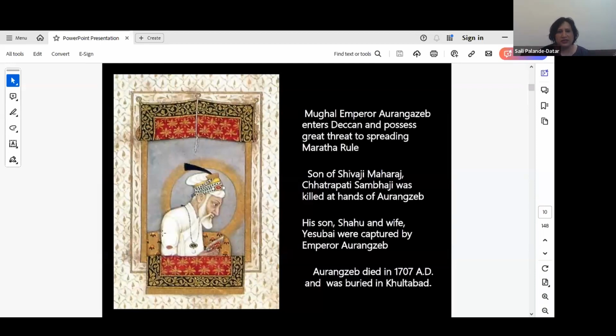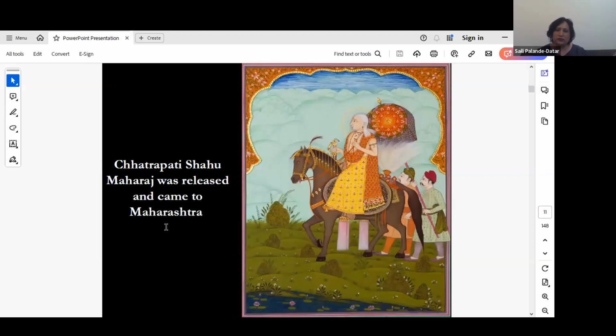Now we see that a major political change comes at the very start of the 18th century, where Aurangzeb dies in 1707. But before that, when Aurangzeb had come down to the Deccan, he confiscated a large part of Shivaji Maharaj's territory, and he also managed to imprison Shahu, the son of Sambhaji Maharaj and grandson of Shivaji Maharaj, and Sambhaji Maharaj's wife Yesubai, who was taken to Delhi at that time. This was a major hindrance in continuing with the Swaraj that Shivaji Maharaj had established. So it was very pertinent for many of the Maratha Sardars to bring back the Chhatrapati, and this happens when Aurangzeb dies.